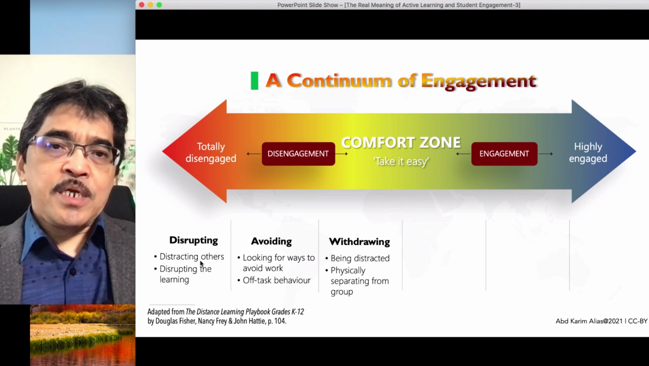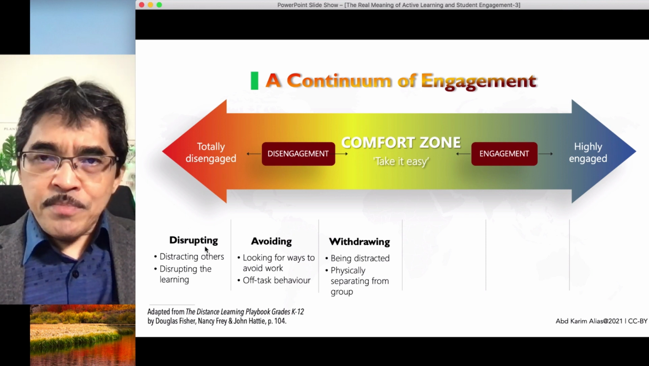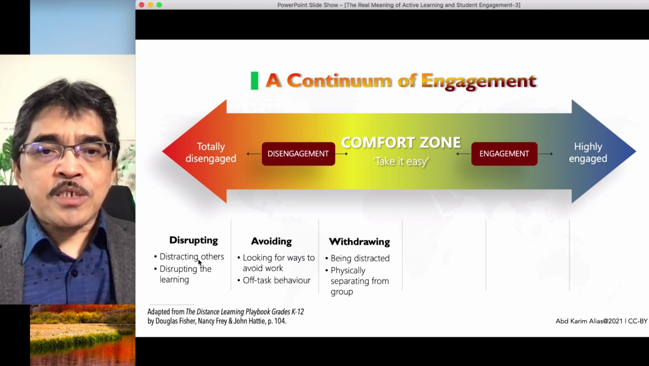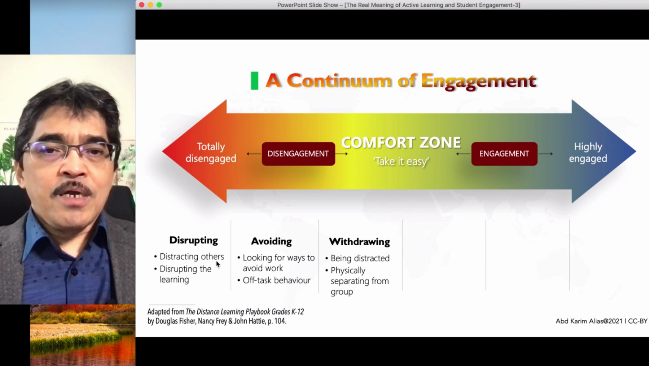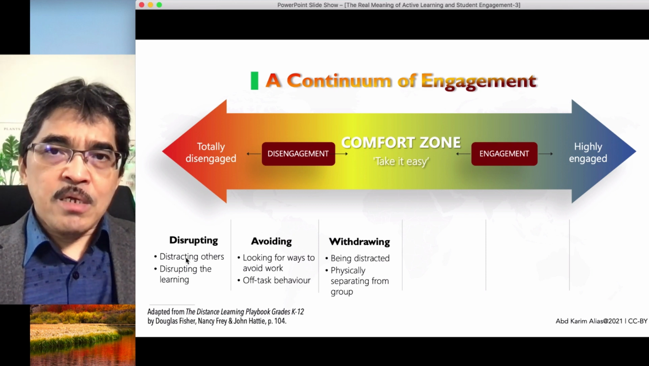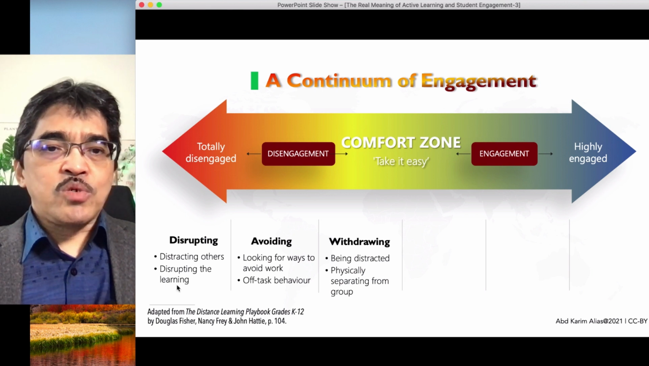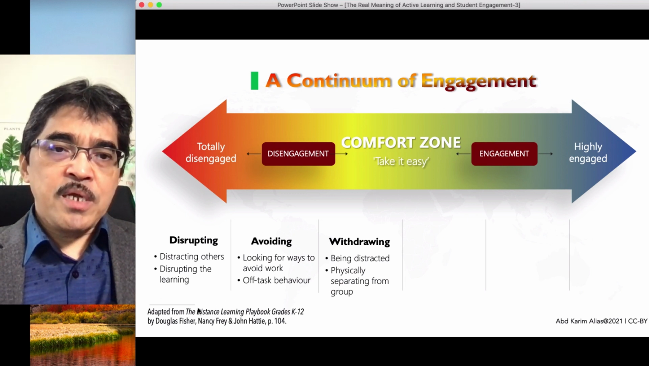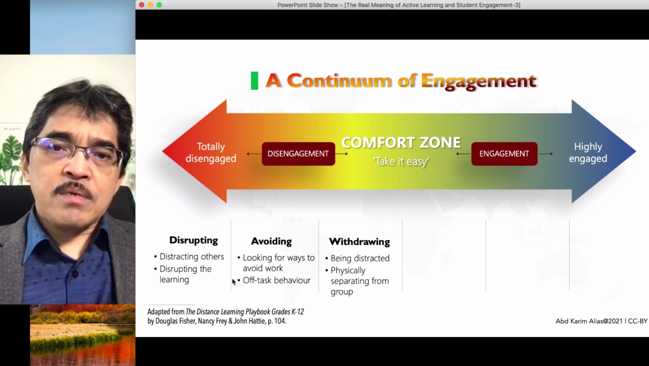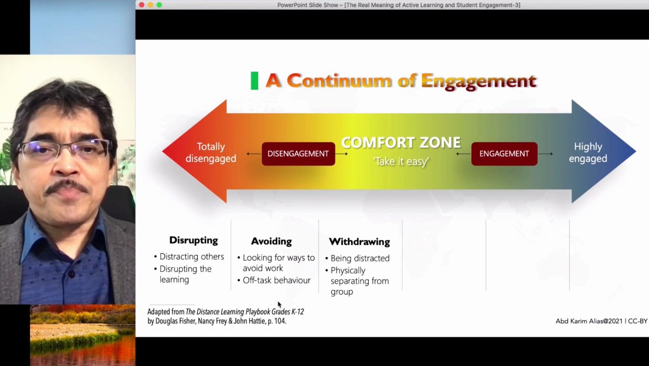And the worst is where the student is totally disengaged and they become disruptive. So this is disrupting, and this is where they start to distract others. They are not participating, and at the same time they are disturbing other students in the group, in the class. So as a result, it will disrupt learning, and it will disturb the whole classroom.